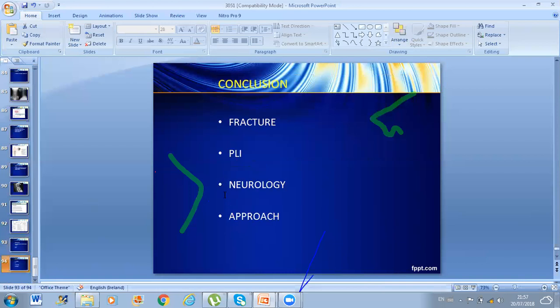So I will end with the conclusion that whenever you have an X-ray, you describe the fracture. Whenever you see any fracture, you always assess the posterior longitudinal ligament and whether there is any posterior element involvement. You assess the neurology, and wherever the compromise is, that will help you decide the approach.